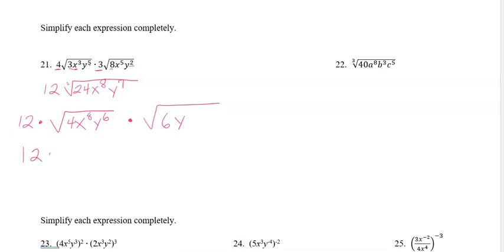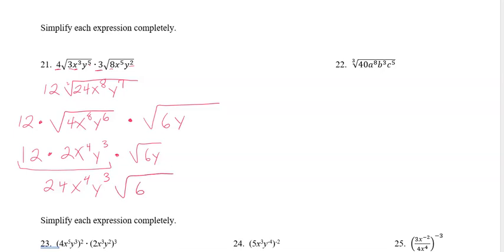So this first radical simplified becomes the square root of 4 is 2. The square root of x to the 8th, it's like x to the 8 divided by 2 power. And y is to the 6 divided by 2 power. So all of this is just being multiplied together. Well, these you can literally multiply together. 12 times 2 is 24. And you just have to show that that's being multiplied by the radical. And there's your answer for number 21.